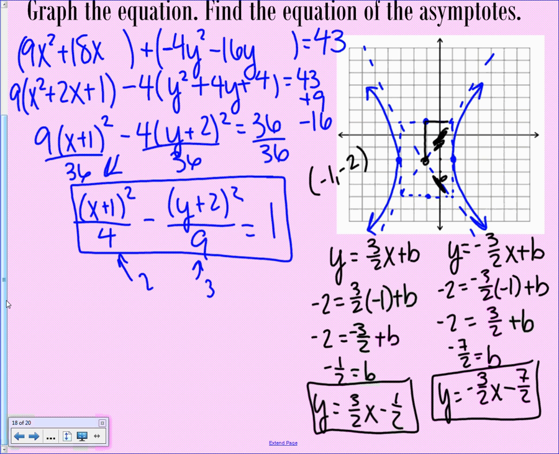Okay? So hopefully that helps you a little bit with the translations of conics and also with hyperbolas. Hyperbolas, they look kind of confusing if you look at the graph, but they're really not that bad. Okay? So make sure that you practice those so that you can get them correct on your test.